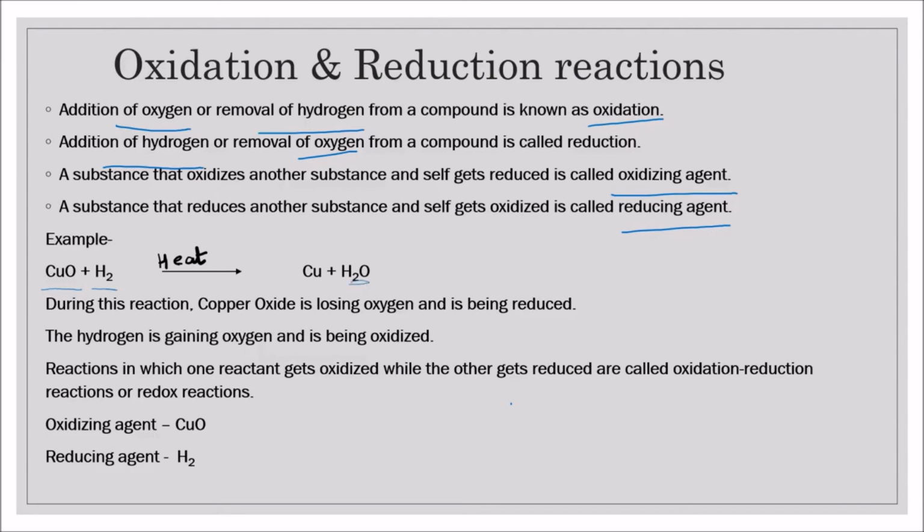it is being oxidized. And those reactions in which one reactant gets oxidized while the other is getting reduced are known as oxidation reduction reactions or redox reactions. Here, copper oxide is itself getting reduced and is helping hydrogen get oxidized. So that is why it is an oxidizing agent. And hydrogen is getting oxidized, but because of hydrogen, CuO is getting reduced. So H2 is a reducing agent.